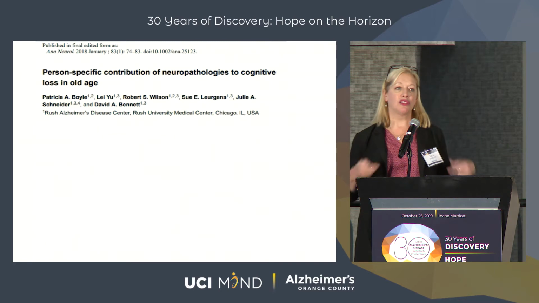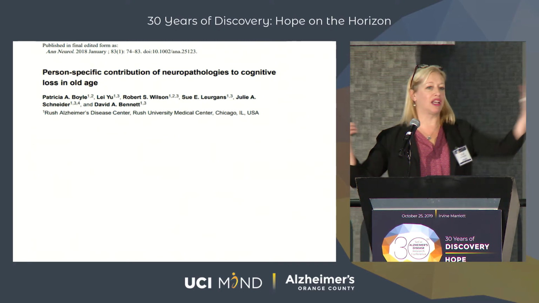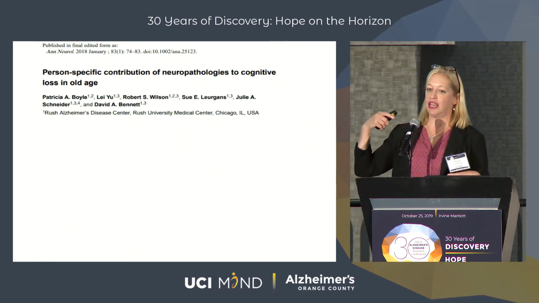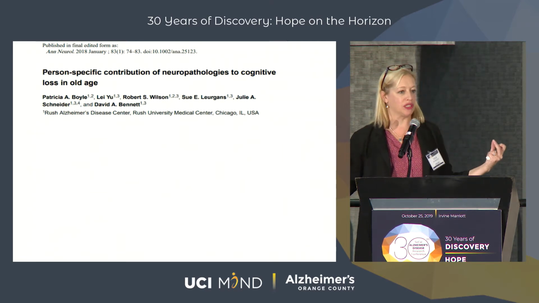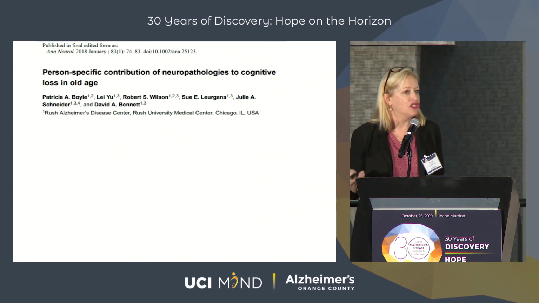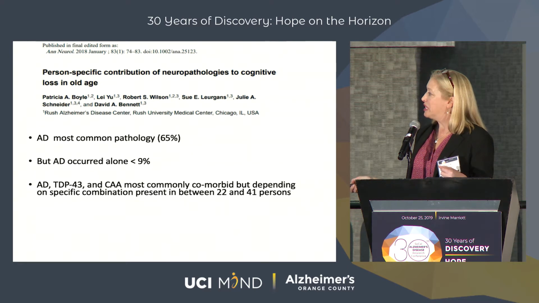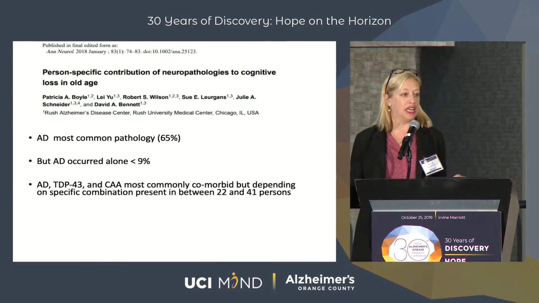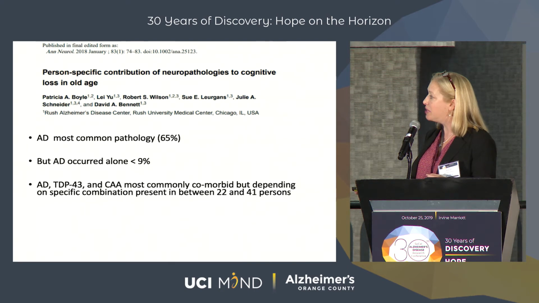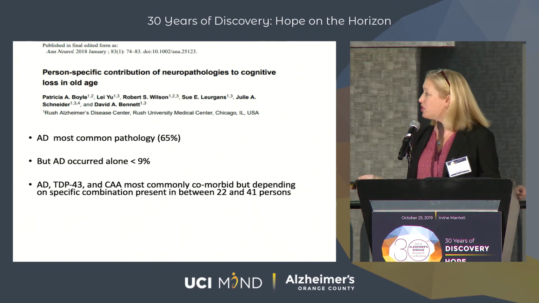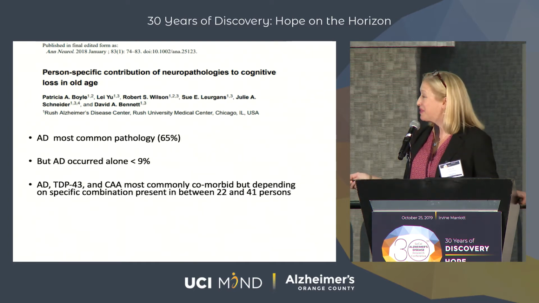So we want to also look at, maybe there's like one combination all of our participants have. Maybe they all have AD, infarcts, and atherosclerosis. We should really look at that. What are these common combinations that we can target? So we were hopeful. So here it was a little bit less than 1,000 of our participants. Again, AD was rarely alone. We did have AD, TDP-43, and cerebral amyloid angiopathy as our most common comorbid diseases, but they occurred only in 20 to 40%, 22 to 41 people, excuse me.